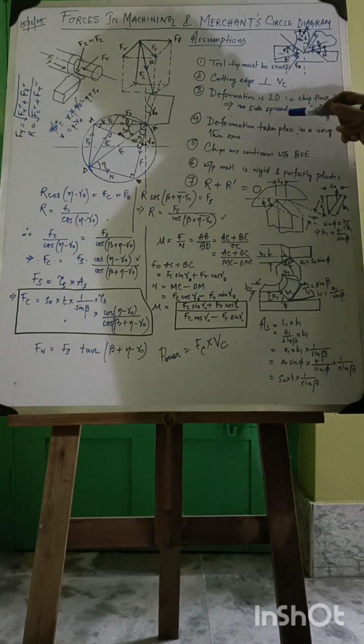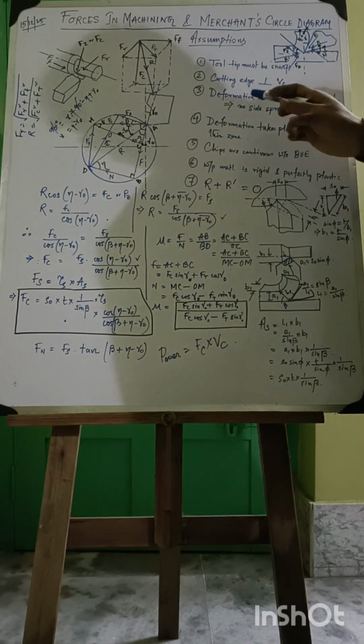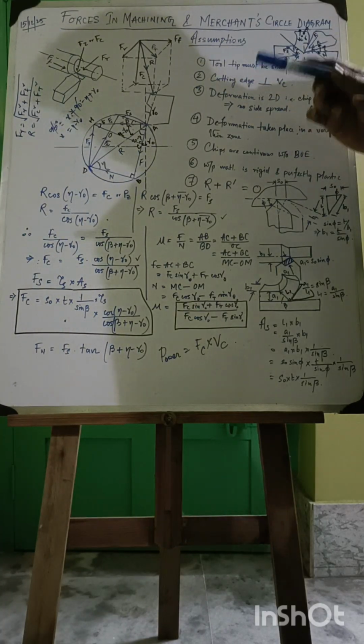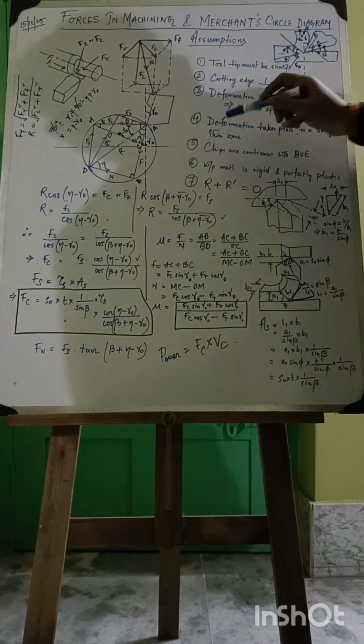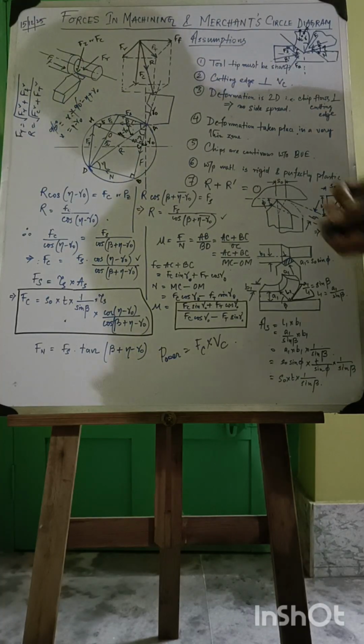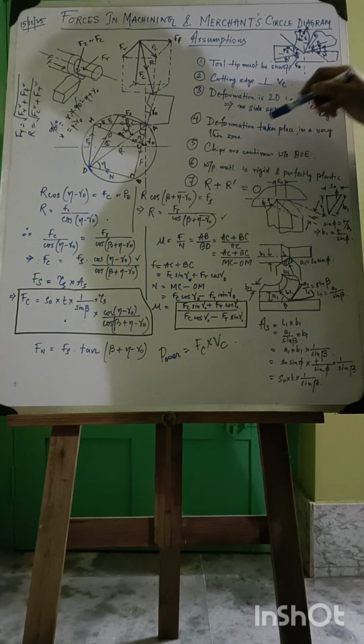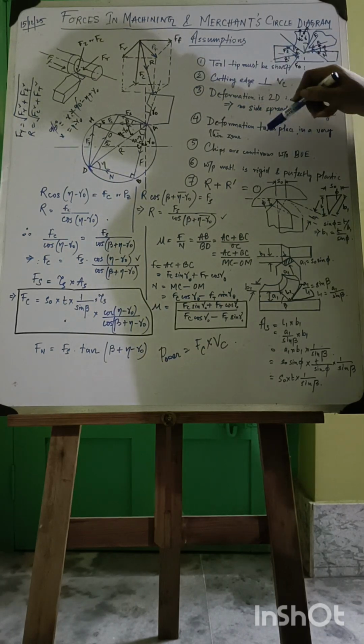Three, deformation is 2D, that is, the chip flows perpendicular to the cutting edge, there is no side spread. And this means that it follows orthogonal cutting operation only. Fourth, deformation takes place in a very thin zone. Actually, it is a shear zone instead of a shear plane. So here it is considered as a single shear plane theory.